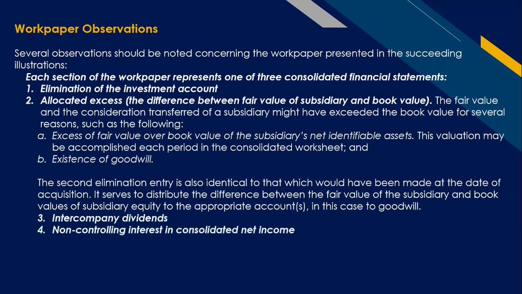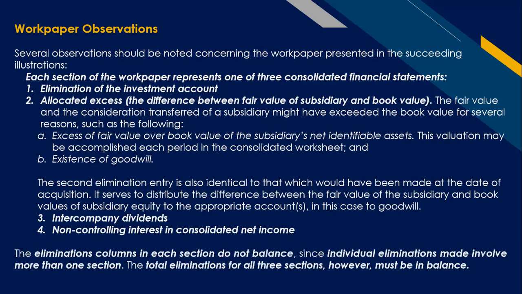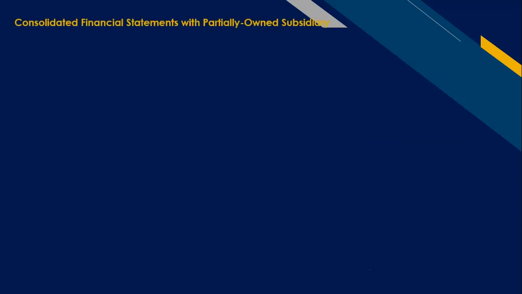Intercompany dividends, non-controlling interest in consolidated net income. The elimination columns in each section do not balance since individual eliminations made involve more than one section. The total eliminations for all three sections, however, must be in balance.